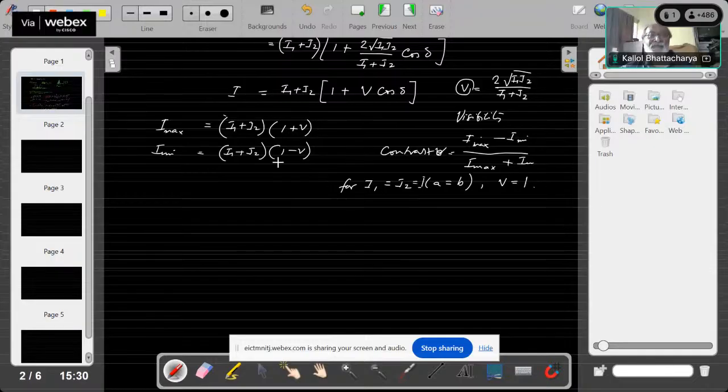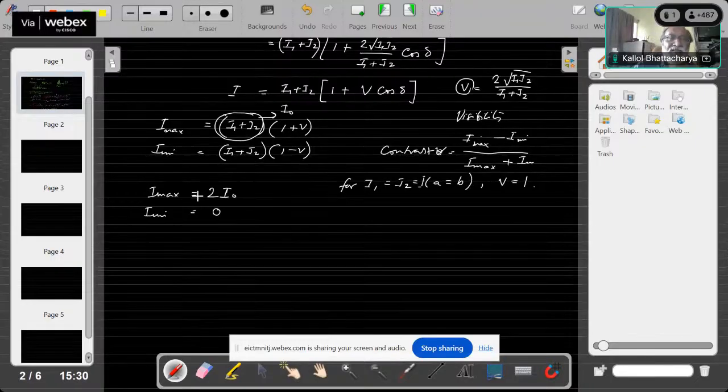And if V equal to 1, then I max equal to 2 into I1 plus I2, which is the sum of intensities of the two beams. Let us represent this as I naught. Then we are simply left with 2 I naught. This is the maximum intensity, and I min is equal to 0, because V is 1, so 1 minus 1 is 0. So this is the maximum intensity 2 I naught and the minimum intensity 0.